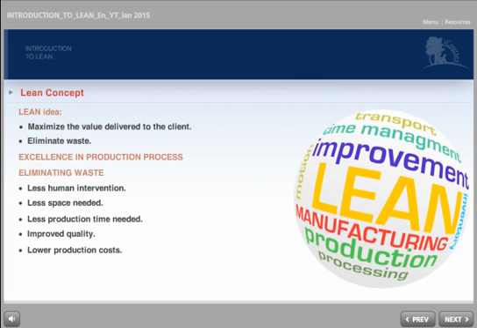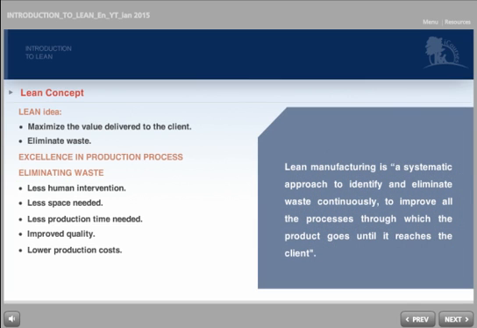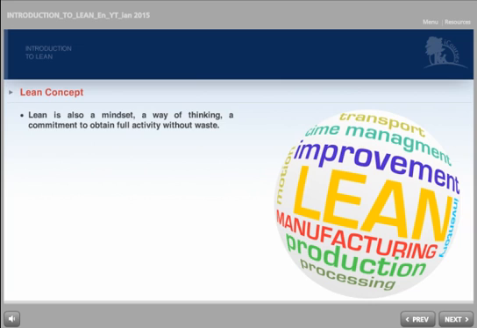In more complex terms, lean manufacturing is a systematic approach to identify and eliminate waste continuously to improve all the processes through which the product goes until it reaches the client. Lean is also a mindset, a way of thinking, a commitment to obtain full activity without waste. This is achieved through simplification and continuous improvement of processes in an environment characterized by trust, with the full involvement and respect of the employees.